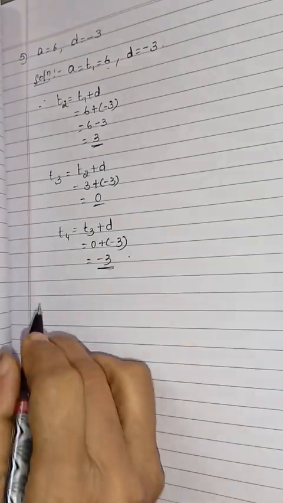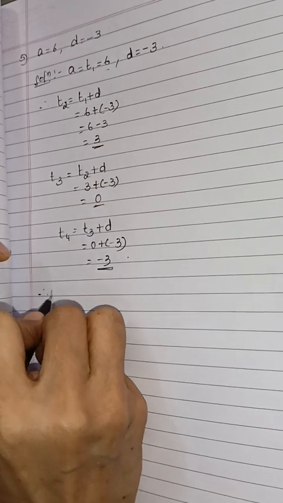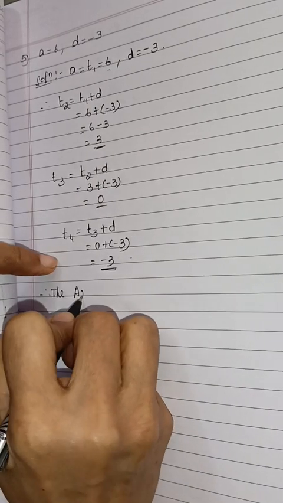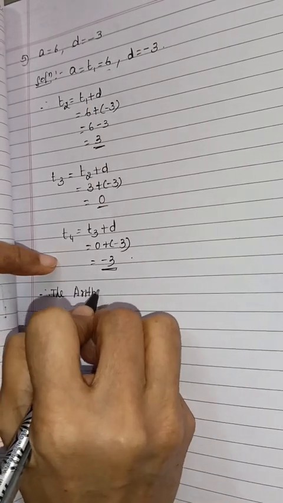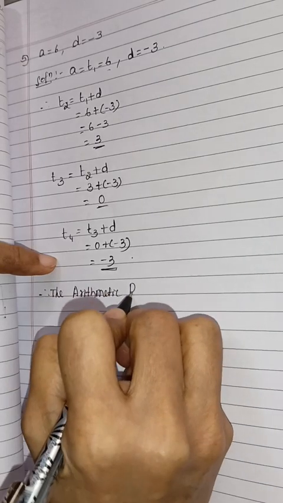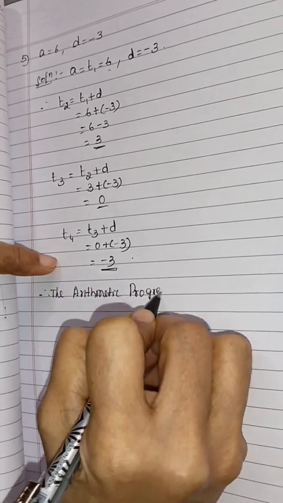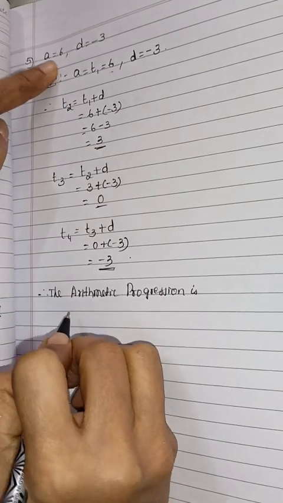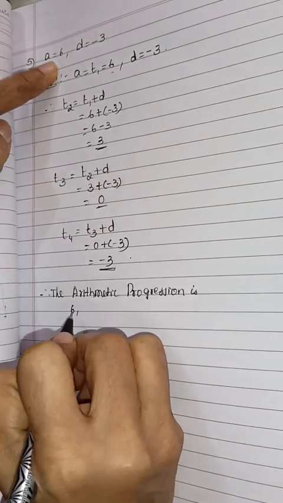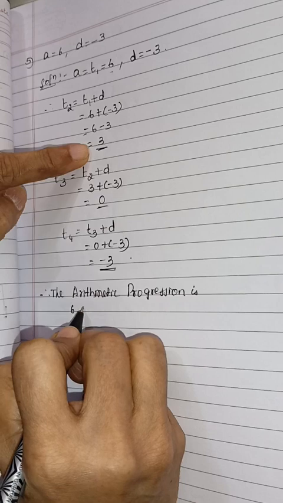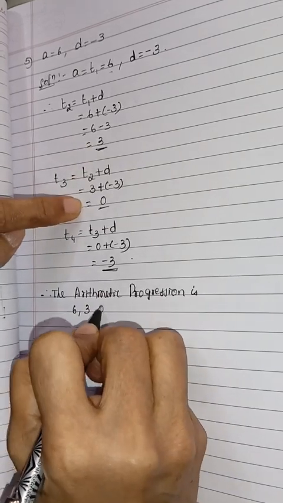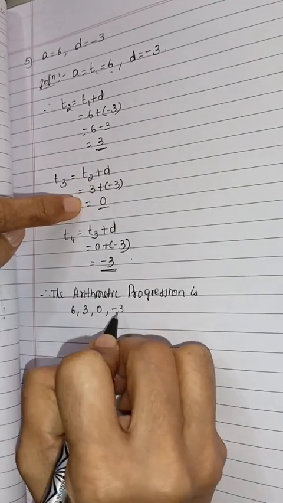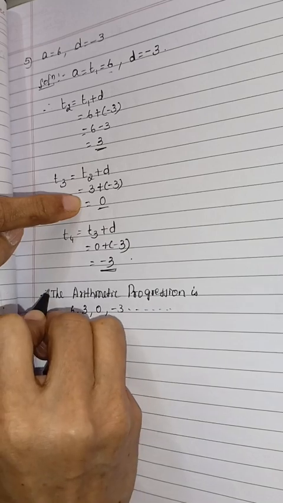Therefore the arithmetic progression is: T1 is 6, T2 is 3, then 0, then minus 3 and so on.